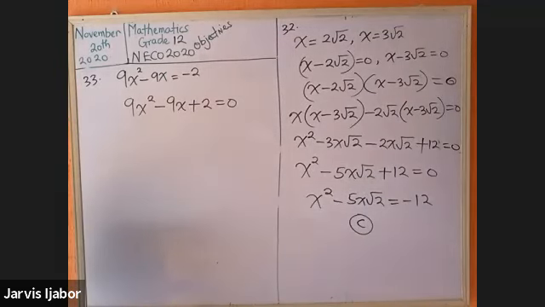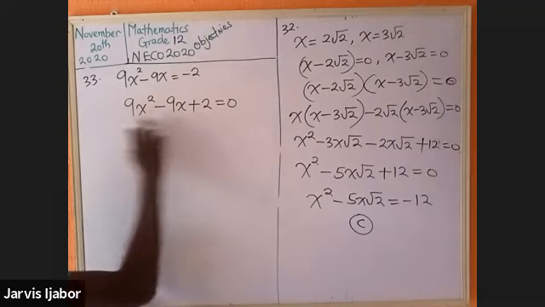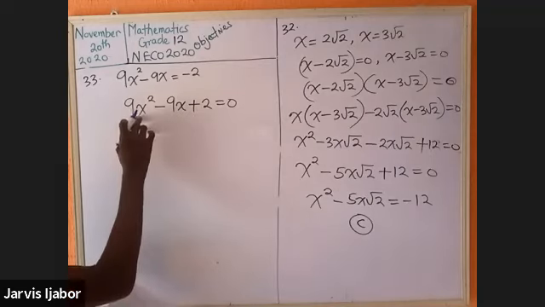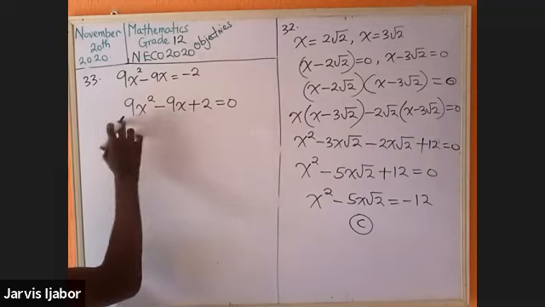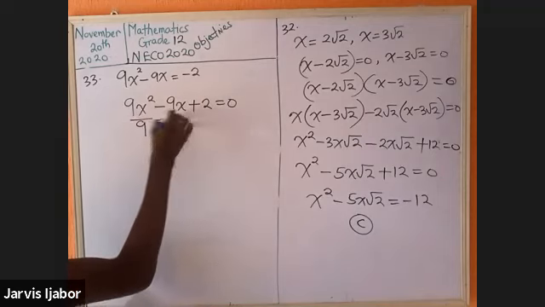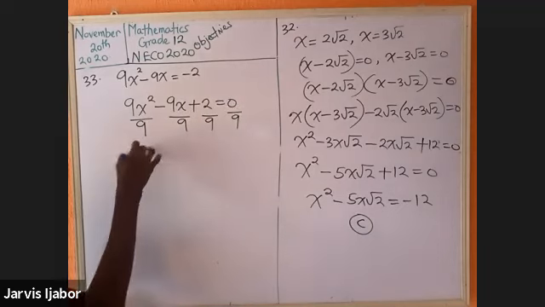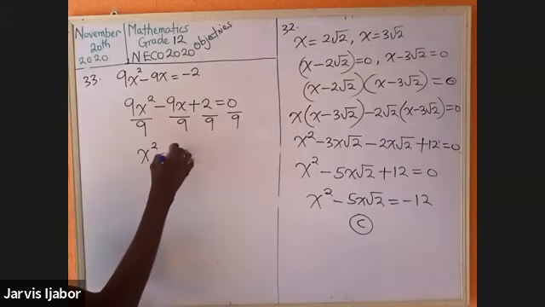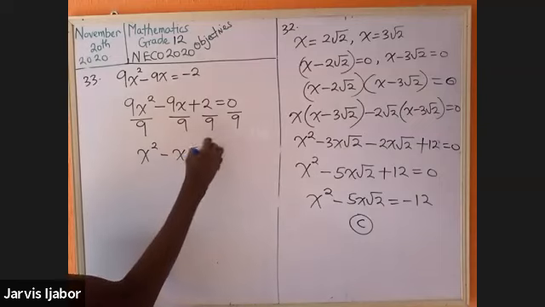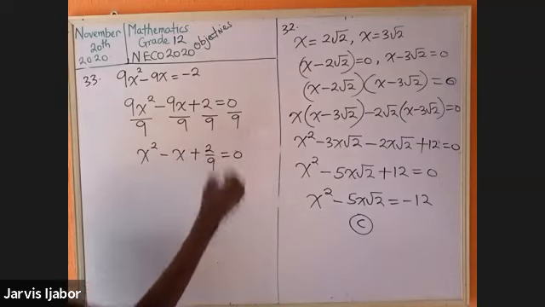Now, what's the next thing you do? You write such that the coefficient of x squared is 1. So I'll divide each of the elements by 9. And that will give me x squared minus x plus 2 over 9 equal to 0.